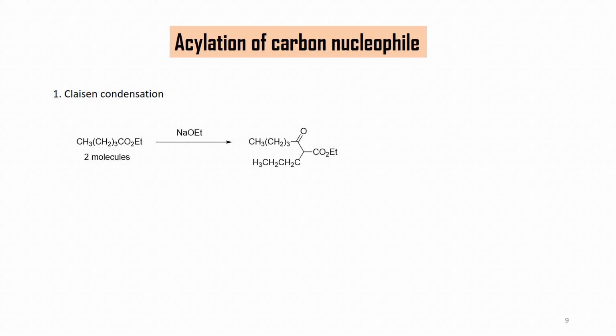Next, let's go to the next topic, which is acylation of carbon nucleophiles. Acylation means you use a carbon nucleophile and form a bond between that carbon and a carbonyl compound. You form a carbonyl group adjacent to that carbon center. That is called acylation. So how will you do that? There are different types of reactions.